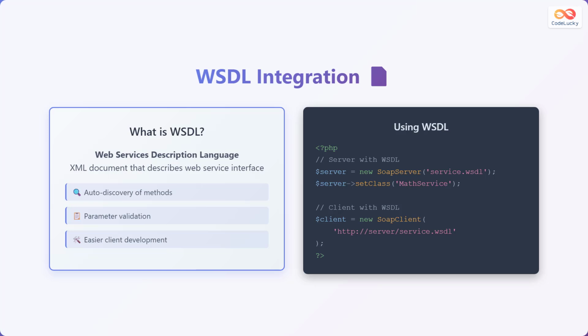Now, we will integrate a Web Services Description Language file. A WSDL is an XML document that describes a web service interface. Using a WSDL provides several benefits, including auto-discovery of methods, parameter validation, and easier client development. This code shows how to create a SOAP server and client using a WSDL file. The WSDL simplifies the process of defining and consuming the web service.